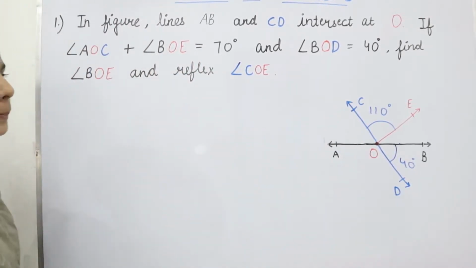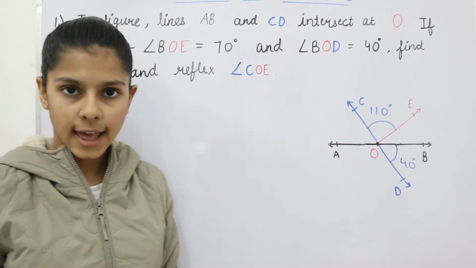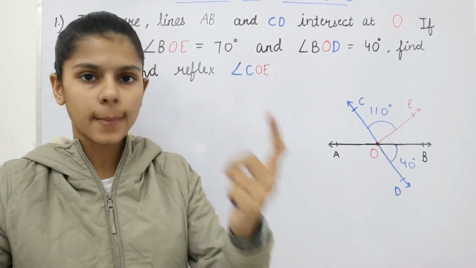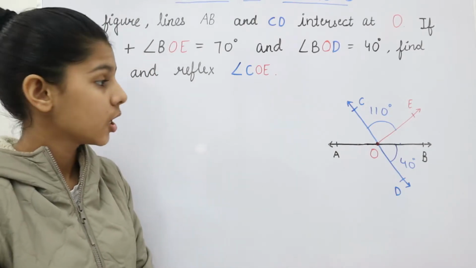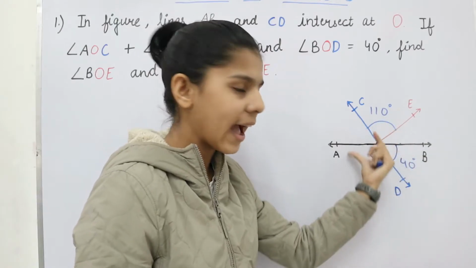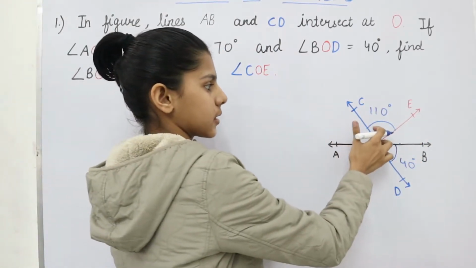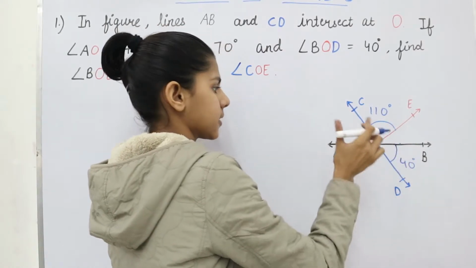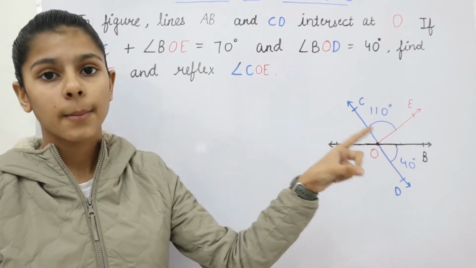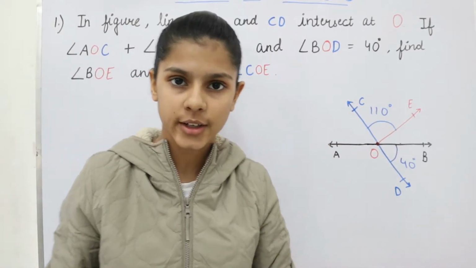It's also very simple. Now you know what a complete angle is. A complete angle is an angle which has 360 degrees. A complete circle is 360 degrees. So if we add all the angles in this figure, this angle plus this angle plus this angle plus this angle plus this angle, it will be 360 degrees. It will form a complete angle. But we want the reflex of COE, which means we have to leave this 110 degrees.